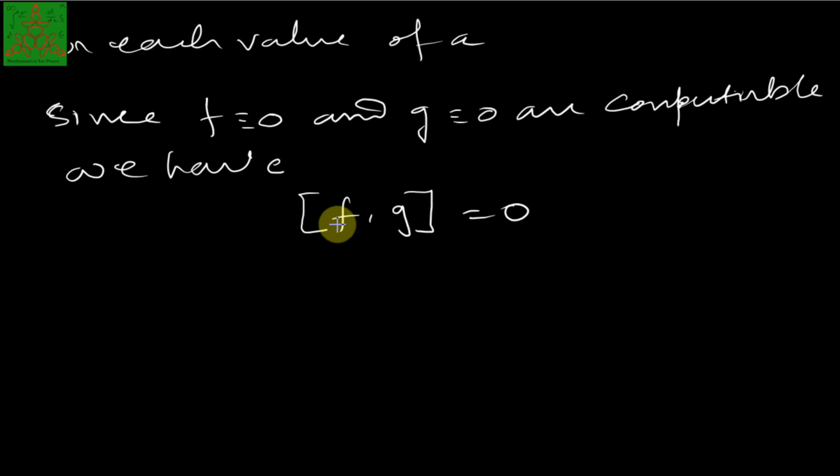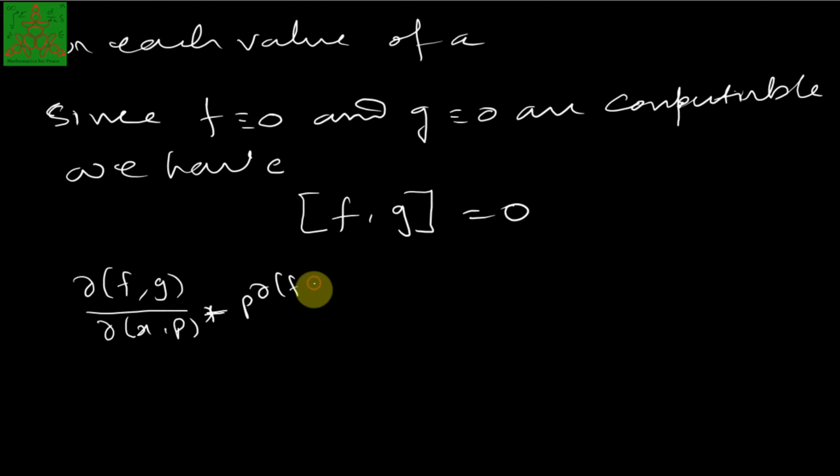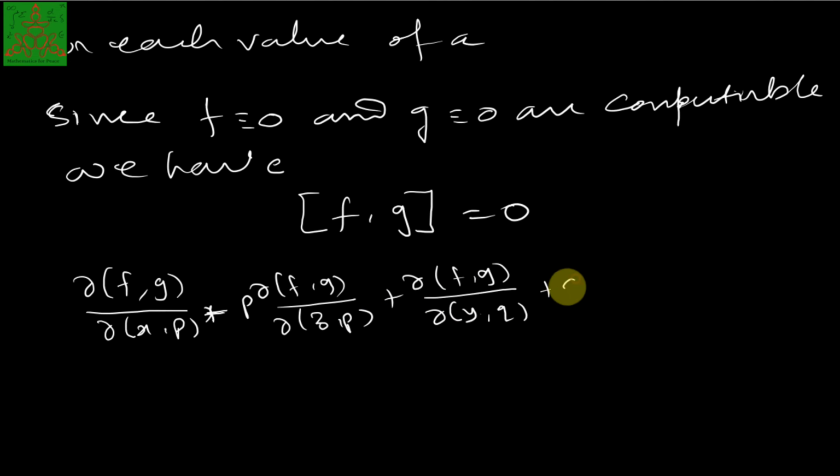And the definition of the bracket of f, g is represented as del of f, g, the Jacobian of f, g with respect to x, p, plus p into the Jacobian of f, g with respect to z, p, plus the Jacobian of f, g with respect to y, q, plus q into del f, g upon del z, q equal to 0. And if you simplify this one, let us write what we get.